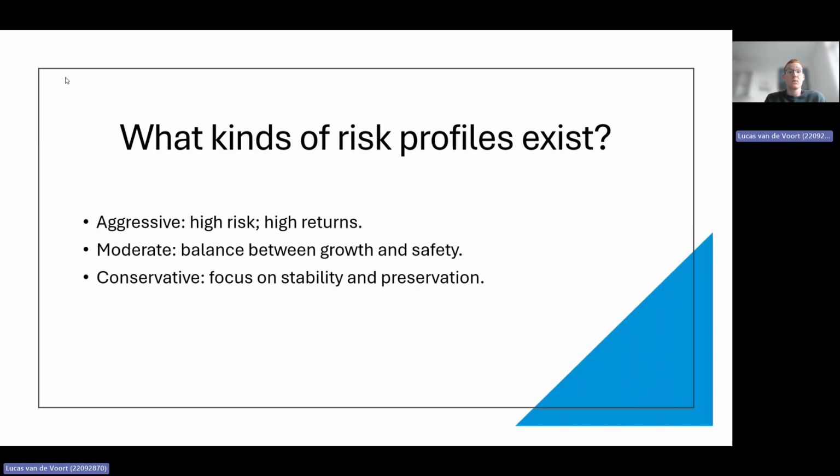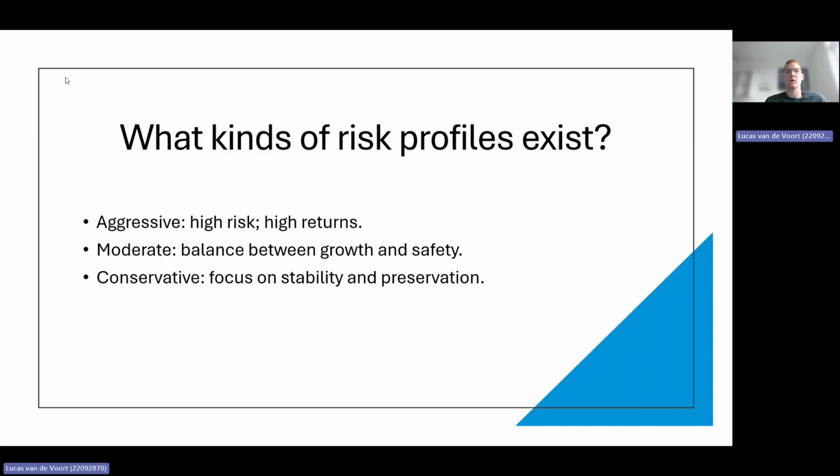Generally speaking, we can divide risk profiles into three different categories. You have aggressive risk profiles, moderate risk profiles, and conservative risk profiles. But it's also a spectrum. So there are people who will be somewhere in between aggressive and moderate, and there will be people who are somewhere in between moderate and conservative. So it's a long, long line, and you can essentially be anywhere along that line.